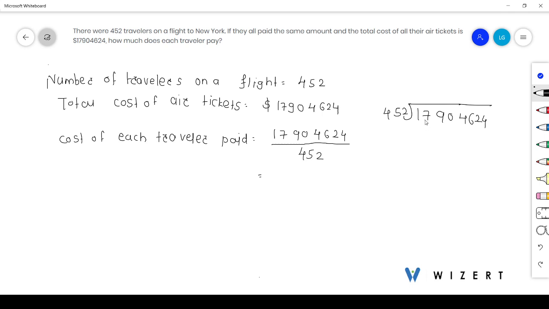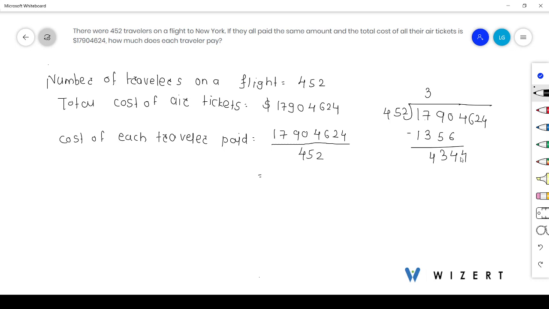So before 17 there is a 16 in 4's table, which is 4 times, but it is very near to 17. So we can check 3. So 452 into 3 is: 3 2s are 6, 3 5s are 15, 1 carry forward, 4 3s are 12 plus 1 is 13. 10 minus 6 is 4. We borrowed from here. So 8 minus 5 is 3 and 7 minus 4 is 3.